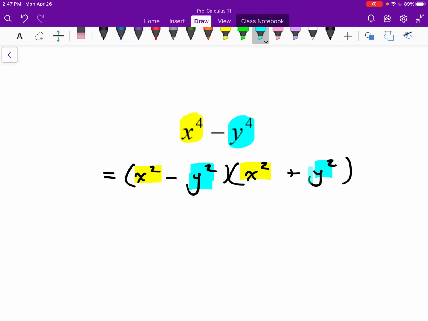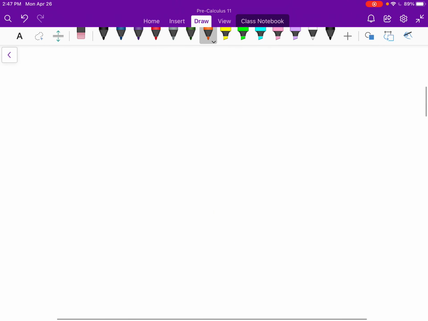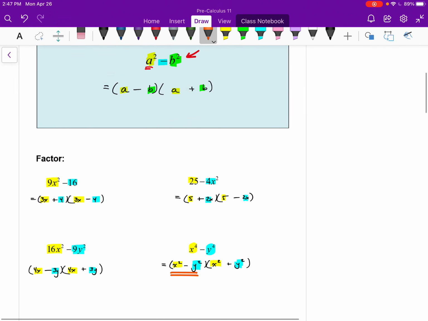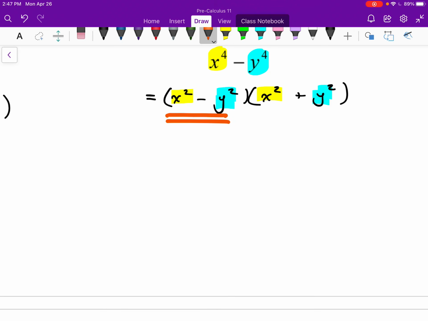However, we're not done. Because right here, we have another difference of squares. In fact, if you look at what I've underlined in orange, it's virtually identical to what we started with up in our notes. Instead of a and b, I have x and y. And so that means x squared minus y squared, I can factor even more. And so this is x minus y and x plus y.